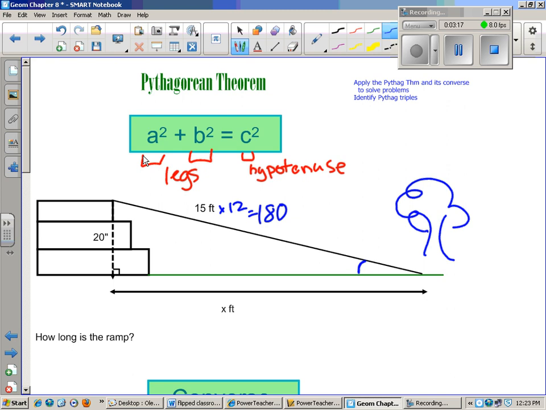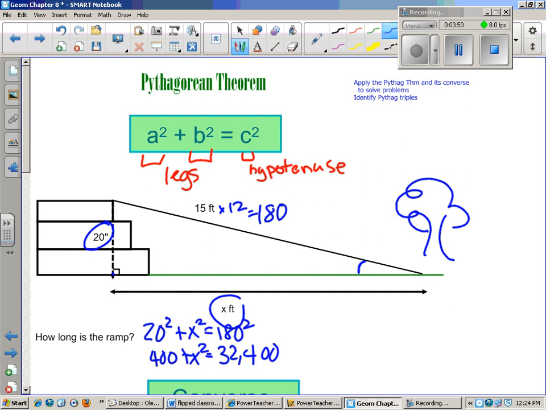Then I use the Pythagorean theorem. What are the two legs? Right, 20 and x. The two sides that come together to form the right angle. So it's 20 squared plus x squared equals 180 squared. So 400 plus x squared equals, I think, 32.4. Is that right? Somebody check, but I think that's it. And then I'm going to subtract 400, and I get x squared is equal to 32,000.